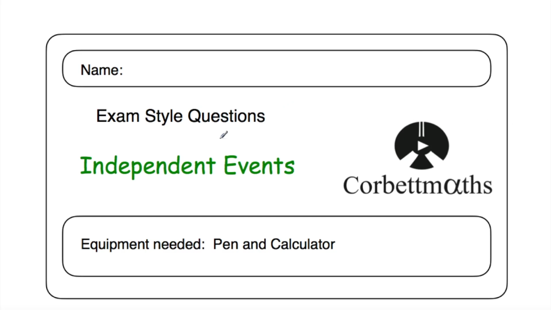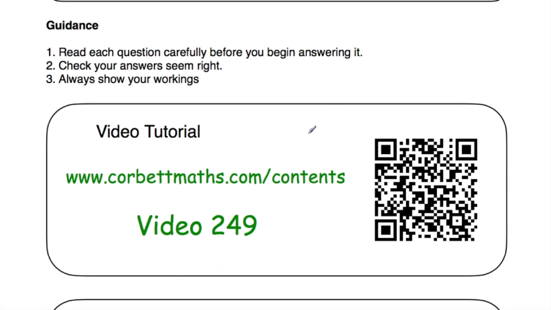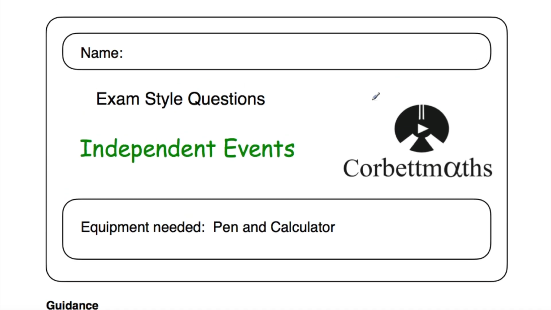Today we're going to be looking at the video solutions to the independent events practice questions. If you need any extra help on this probability topic of independent events, go to Corbettmaths, go to the videos and worksheets section and scroll down to video number 249. There's a dedicated video tutorial there on independent events. Alternatively, you can scan this QR code. But in this video we're going to focus on the video solutions to the practice questions, so let's get started.